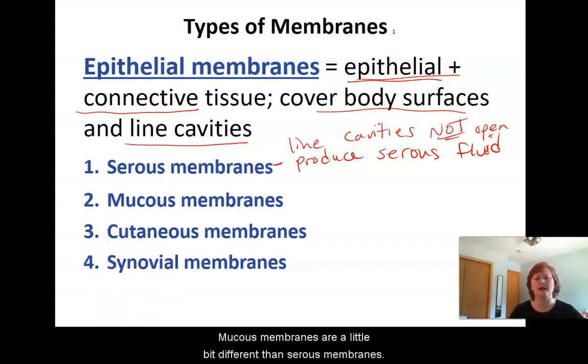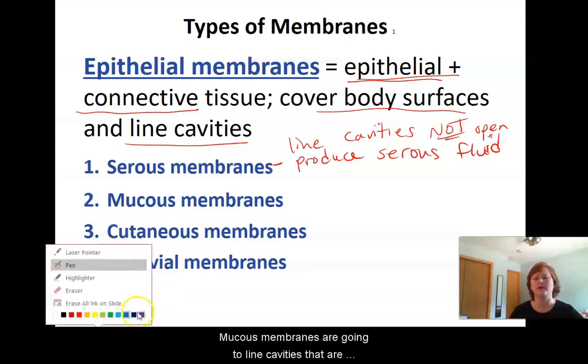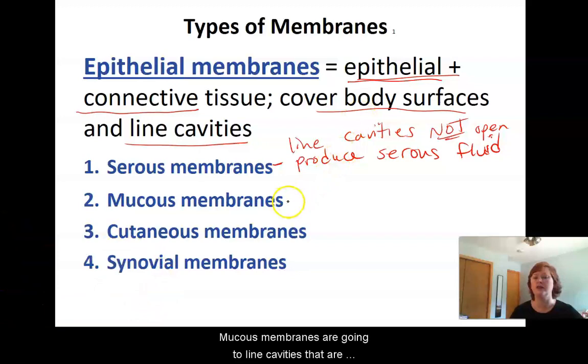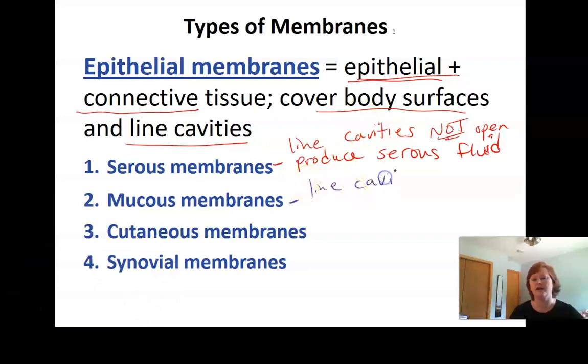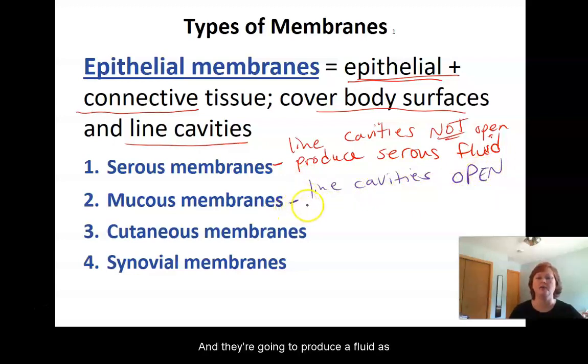Now, mucous membranes are a little bit different than serous membranes. Mucous membranes are going to line cavities that are open to the outside. And they're going to produce a fluid as well, and they're going to produce mucus.